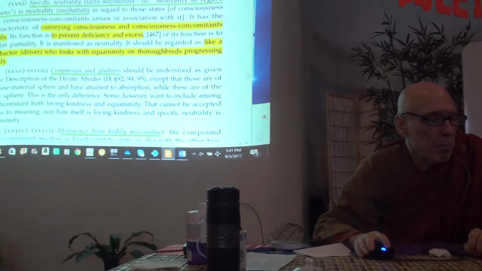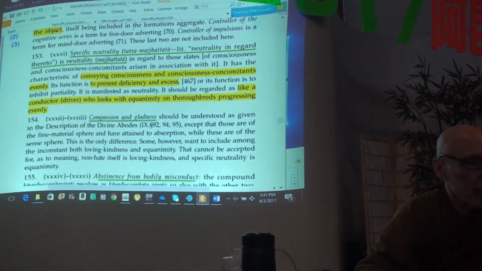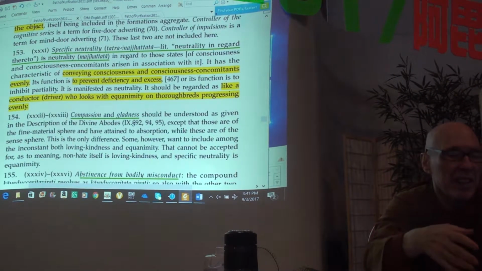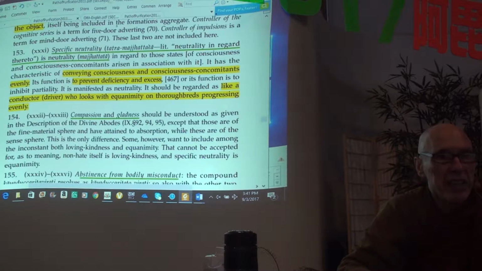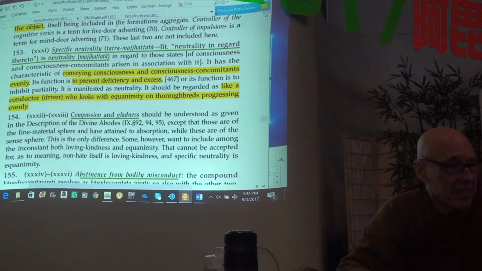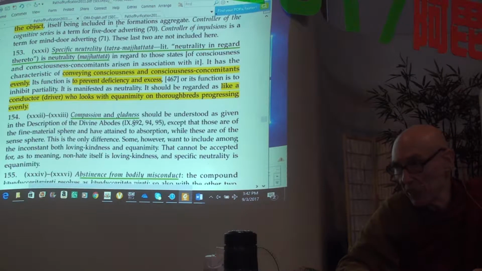Okay, now we come to the mental factor which Nyanamoli translates with a rather complicated expression, specific neutrality. The Pali word tatra majjhattata comes from tatra, which means there, and majjhatta means middle, and the ta ending is something like ness. So this is like middleness there. Literally, he says, it's neutrality in regard thereto. So we could simply call this mental neutrality, neutrality of mind.